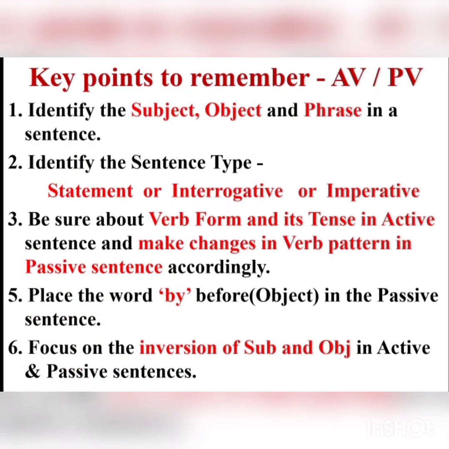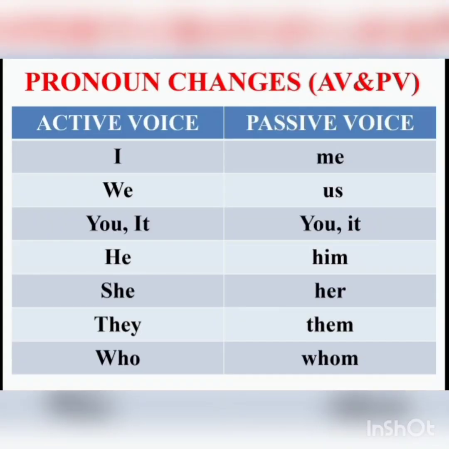Now we shall discuss certain important points to be noted before answering. First, we should identify subject, object and also phrases in a sentence. Next, find out if the question is a statement or interrogative or imperative, and the tense form in the active voice. According to that, you have to mind whether to put be, being or been in the passive. Next, you have to use by before the object, who performs this action in the passive form. And first and foremost is inversion of subject and object. And this table tells you about the changes in the pronoun.